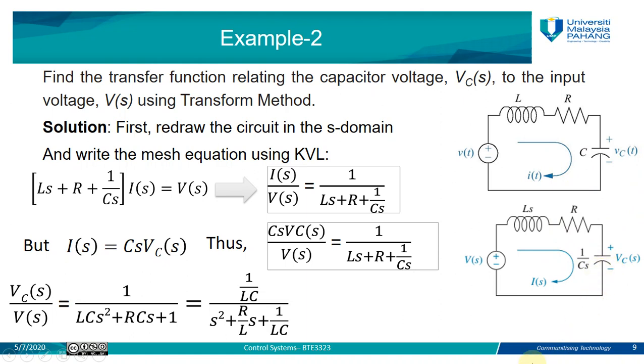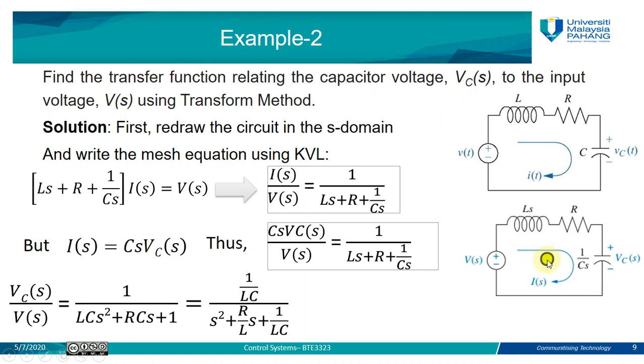Okay, after you redraw the circuit and represent these elements in the S domain, it is easy for you to write the loop equation in the S domain now. The number of equations depends on the number of loops. If you have one loop, you write only one equation. If you have two loops, you write two equations. If you have three loops, you write three equations, and so on. Okay, this is if you are going to use mesh analysis.